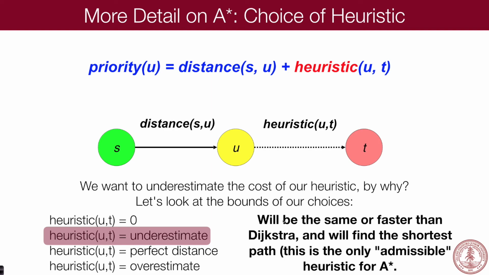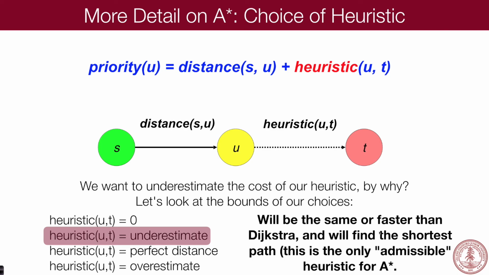Now this will find the solution in the same amount of time or faster. You might have a terrible heuristic and it just takes the same amount of time as Dijkstra. But if you have an underestimate and it is a good estimation, then you will find the shortest path, same as Dijkstra, but you will end up finding it faster by running your algorithm. Dijkstra would have taken longer to find that shortest path. A star will also find the shortest path, but will do it faster.